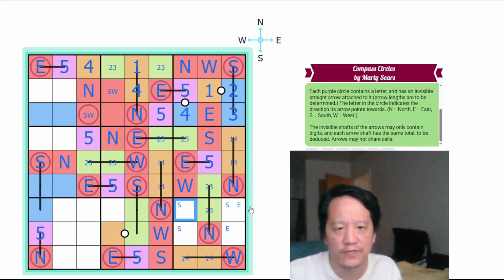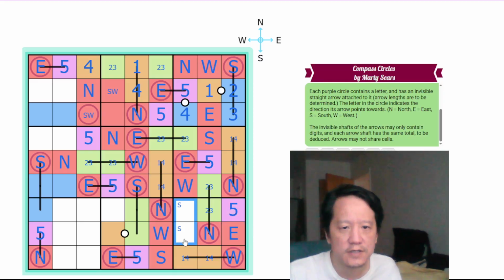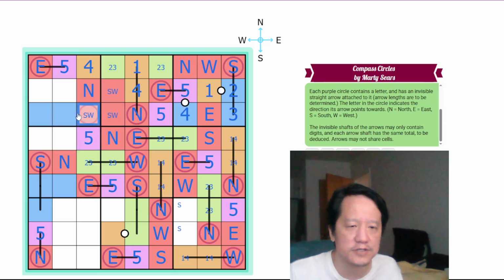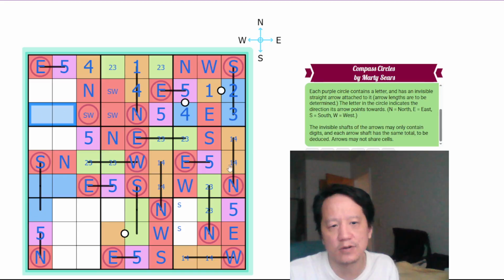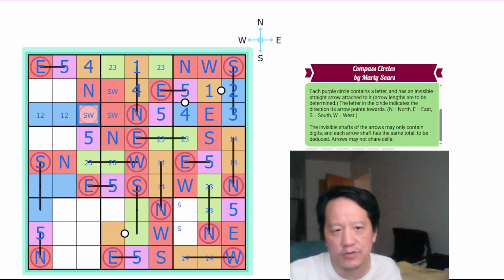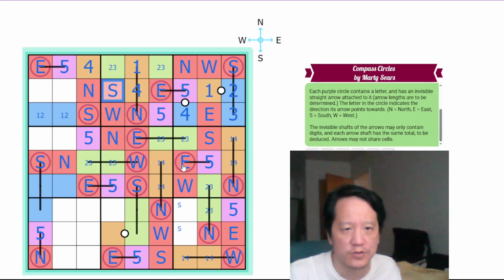This can't be 5 anymore. Where is the 5 in the box? It must be here. That leaves this as an east. This is south or west. Oh, this, well, could go either way. This cannot go west, though, because that would be 1 and 2 as a pair. So this must go south. So this is south, that's west, that's south.